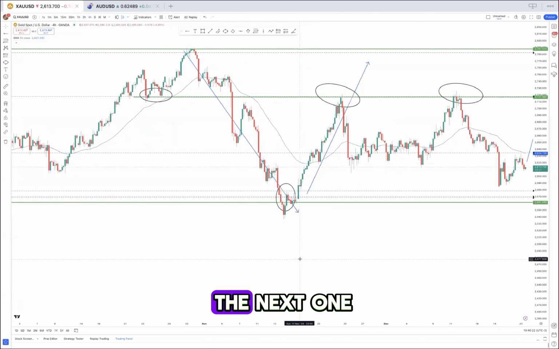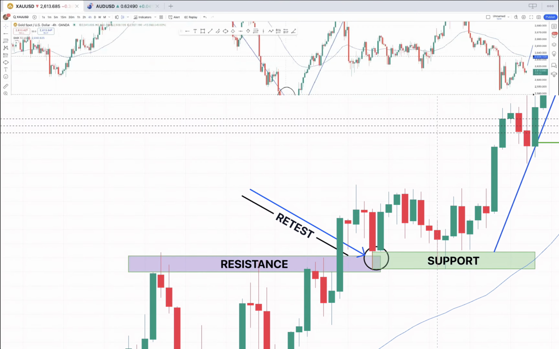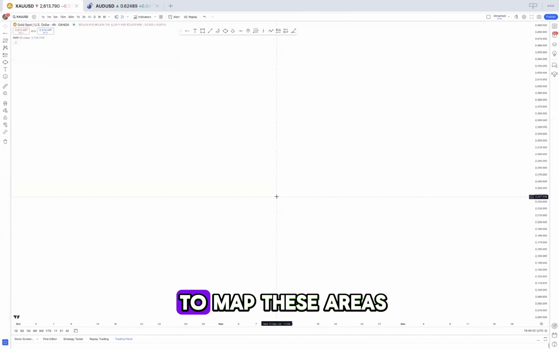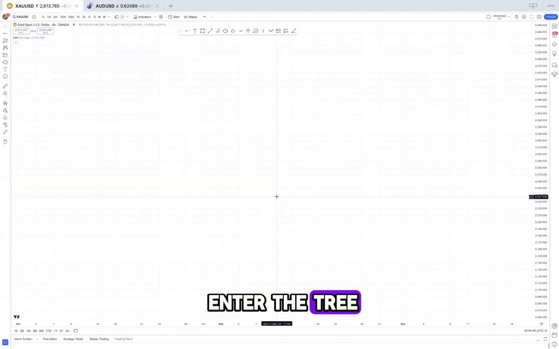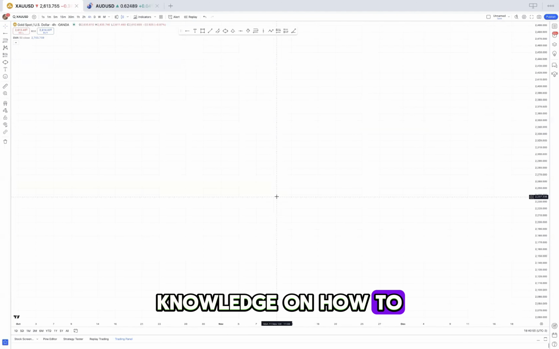So this is how to map out a valid support and resistance area. Now let's move to the next one, which is support turn resistance and resistance turn support. Mind you, I'm showing you guys how to map these areas, but I've not shown you how to enter the trade. That will be a video for another day. But for now, get the knowledge on how to map it.